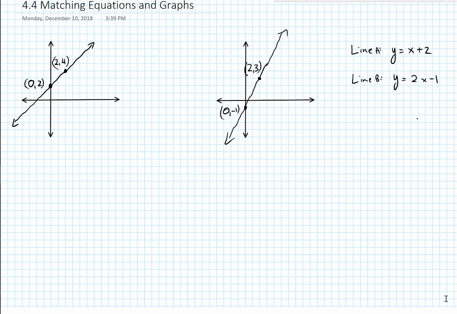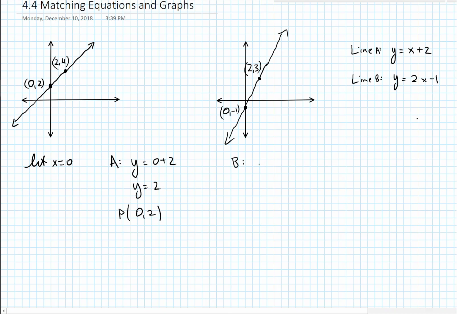Now, if you're dealing with an equation and you want to find the y-intercept, all you're doing is saying, well, what's going to happen if I let x equal 0? So for line A, I end up with y equals 0 plus 2, which is the same as y equals 2, which means there is a point at 0 for the x-coordinate and 2 for the y-coordinate. And clearly that matches up with the graph on the left.